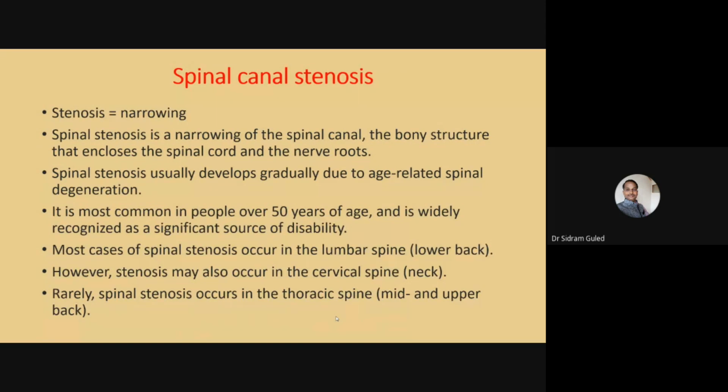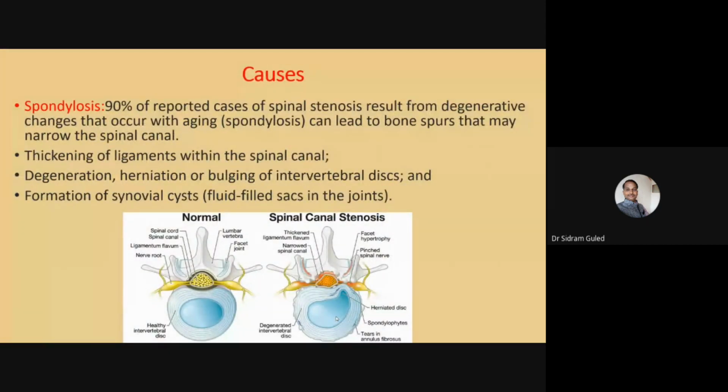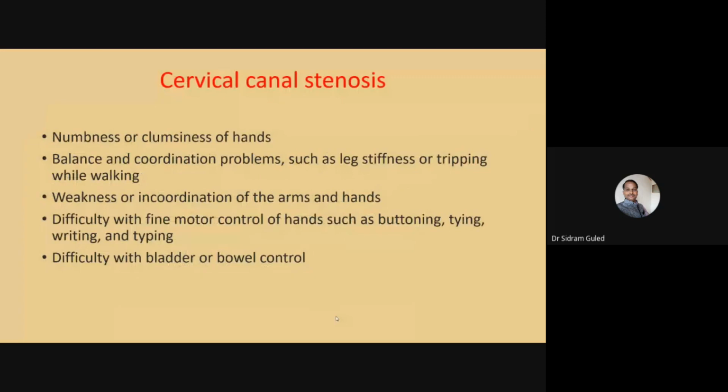It is considered a significant cause of disability. Most cases of spinal stenosis occur in the lumbar spine, and it also occurs in the cervical spine. Rarely does spinal stenosis occur in the thoracic spine. The cervical and lumbar regions are the main places where stenosis can occur. What are the causes? Spondylosis itself is the major cause of spinal canal stenosis. Other causes are thickening of the ligaments, degeneration, herniation, and bulging of the intervertebral discs, and formation of synovial cysts. In cervical canal stenosis, specific symptoms will be observed.